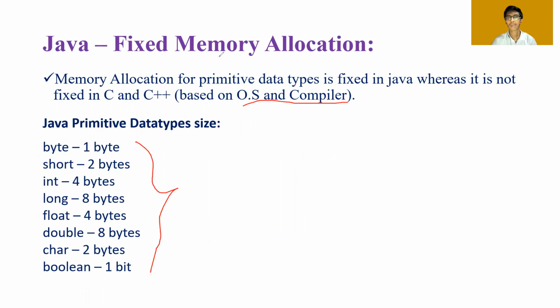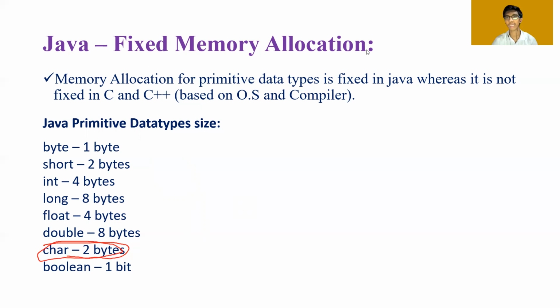Now you may get a doubt, right? See, this was a very important interview question. Character takes 2 bytes of memory, right? Here the major question is, in C and C++, the character data type takes 1 byte of memory, but in Java, why does it take 2 bytes of memory? What is the difference in it, right?